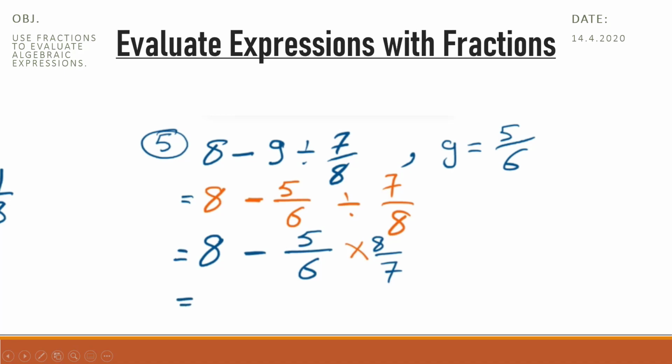And now 8 minus, to multiply here I can simplify. I have here 6 and 8 are divisible by 2. 6 divided by 2 is 3. And 8 divided by 2 is 4. 5 multiplied by 4, that's 20. And 3 multiplied by 7 is 21.